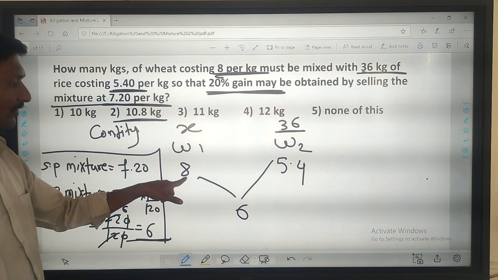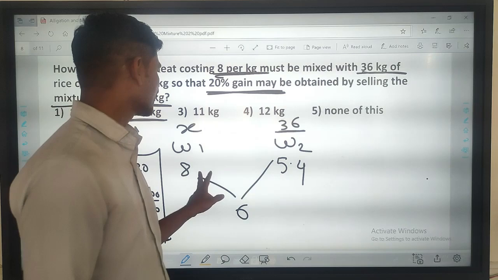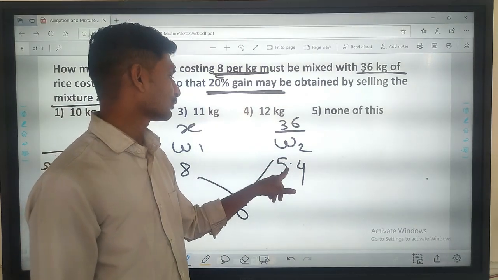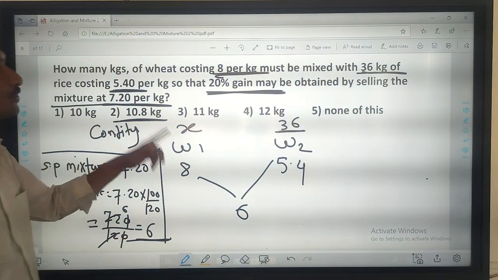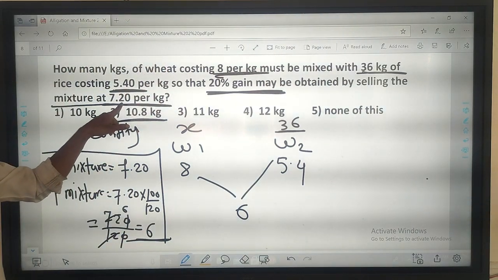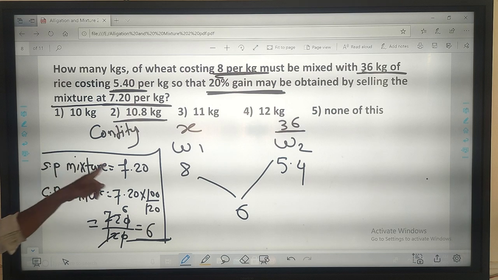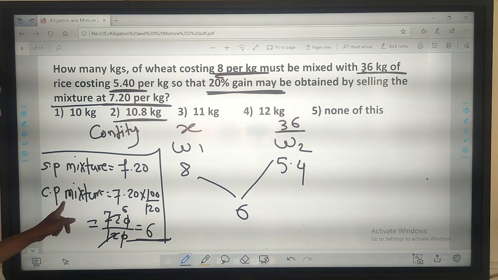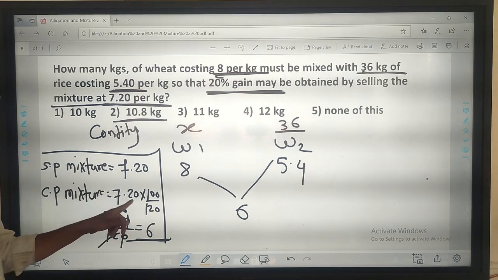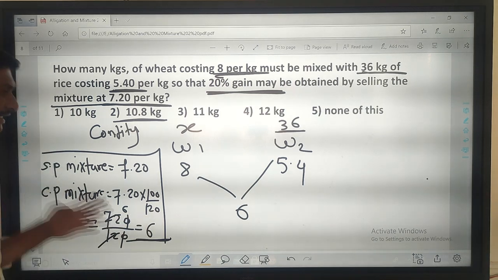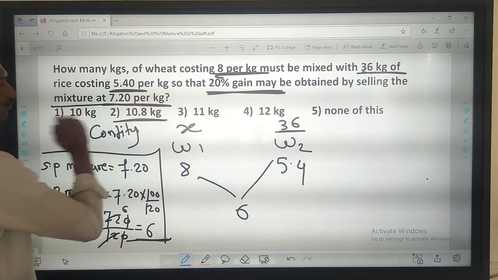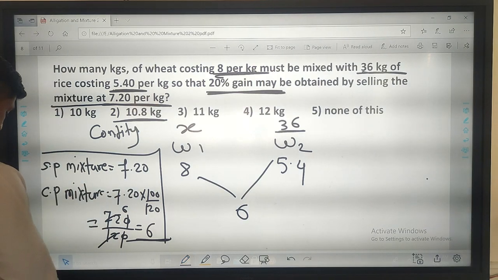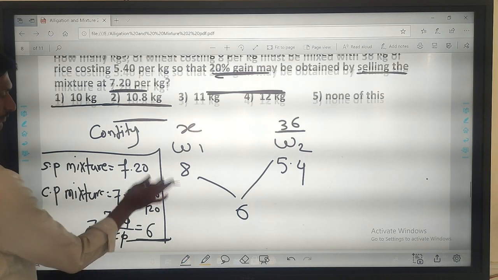W1 is costing 8 rupees per kg. W2 is costing 5.4 rupees per kg. These two are mixed, then the mixture will be sold at 7.20 rupees per kg. This is the selling price. Now we find the cost price of the mixture. Then 7.20 into 100 divided by 120 is 6. Then we solve, and we get 10.8, the answer.